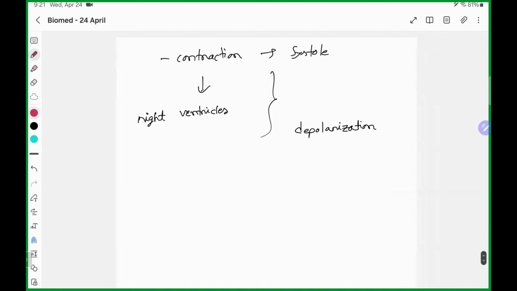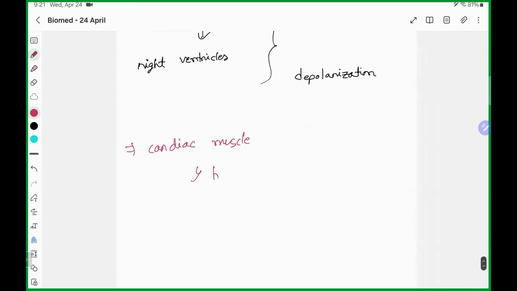Now this kind of cardiac muscle has a longer depolarization plus repolarization. Depolarization and repolarization, we'll see what depolarization is a little bit later. Cardiac muscle has a comparatively longer depolarization and repolarization period compared to other muscles, like, for instance, skeletal muscles.